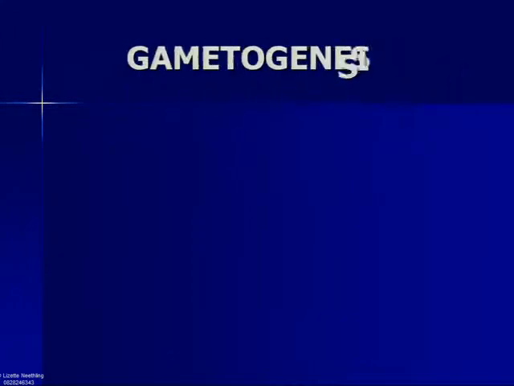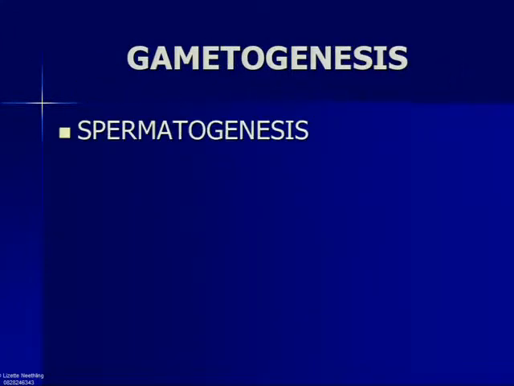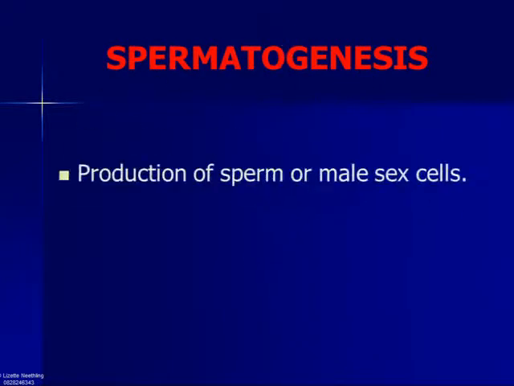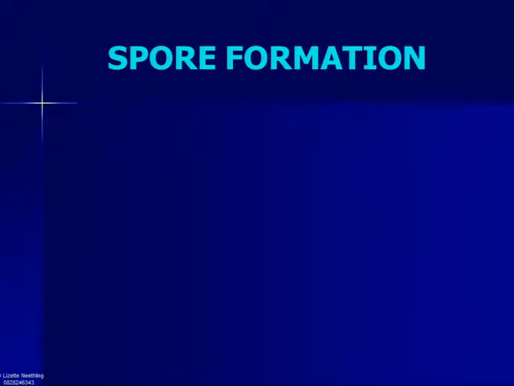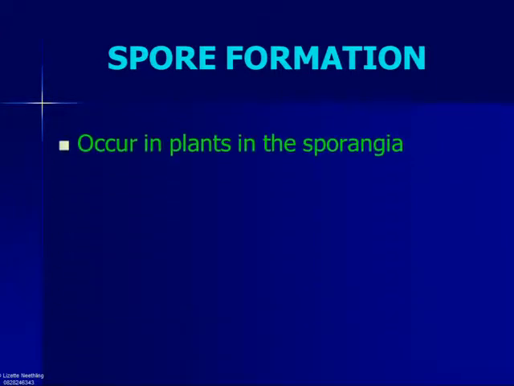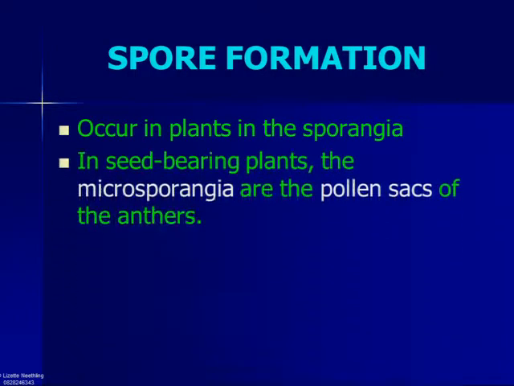And then just a few terms. Gametogenesis is the all-inclusive term for spermatogenesis and oogenesis. Spermatogenesis is formation of sperm cells, and obviously it takes place in the testes, while oogenesis is in the ovaries, and it helps to form the egg cells or the oogonia. Then we have spore formation, which is in the plants, in the sporangia.